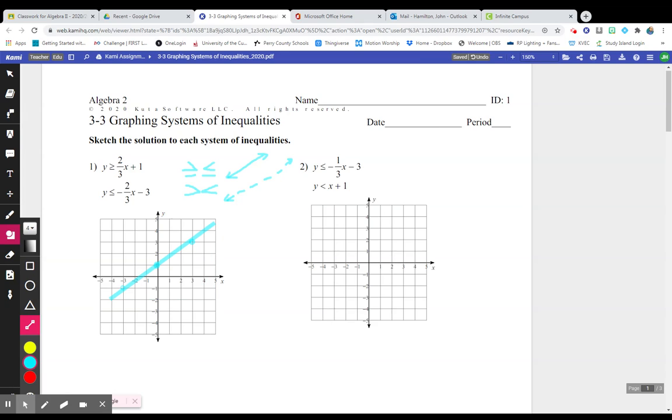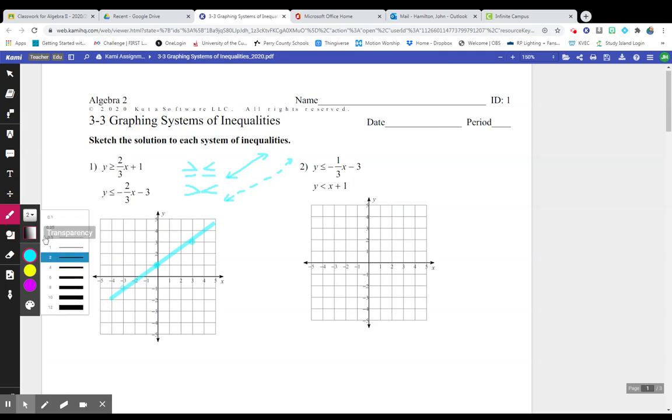Now let's think about our shading. You notice here it says that it needs to be shaded above the line. Remember, when it's greater than or equal to, and I think we covered this in a previous chapter, we know that it's going to be shaded above the line. So at this point, you can just get one of your drawing tools, and again, we can make this thickness as much as we want to. I'm going to go in here and shade this above the line.